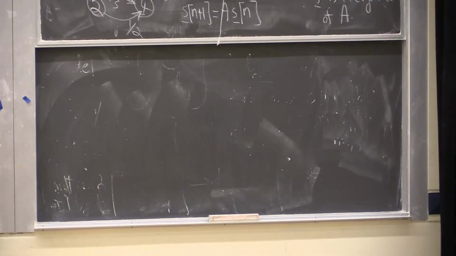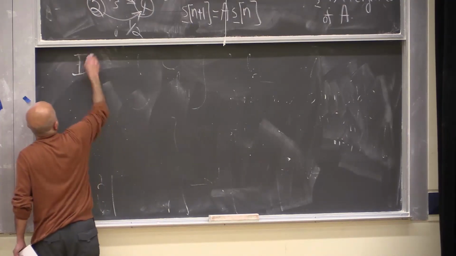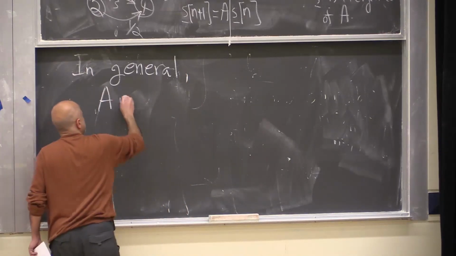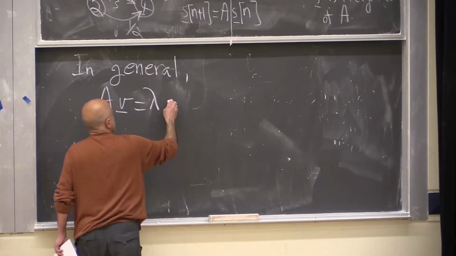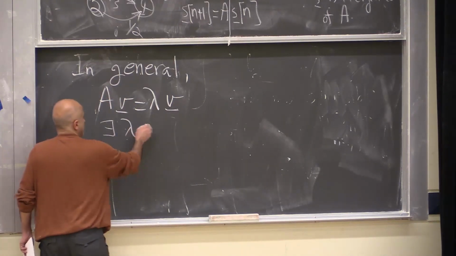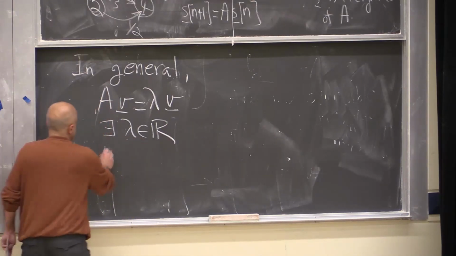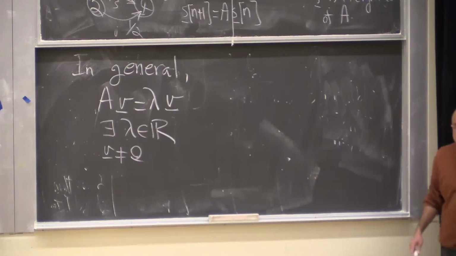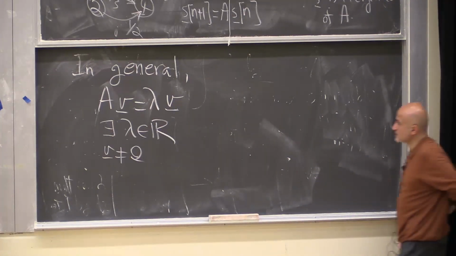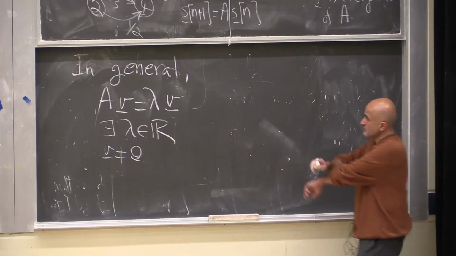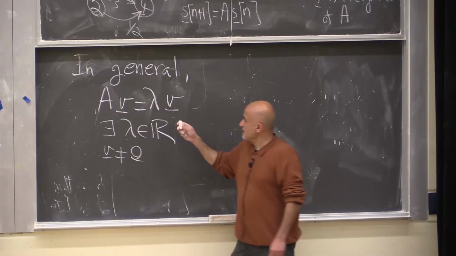So more generally, we say a vector V is an eigenvector of the matrix A if this relationship holds for some lambda in R. And V has to be a non-zero vector. So the zero vector can never be an eigenvector of any matrix, because anytime you multiply a matrix by the zero vector, you get the zero vector itself. So this equation is trivially true. So whenever we talk about eigenvectors, we're talking about non-zero vectors.